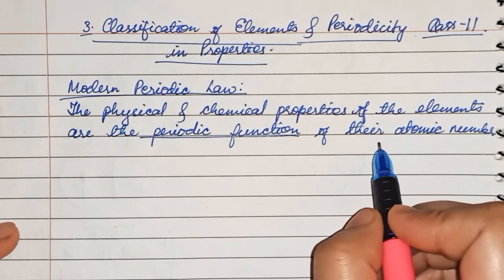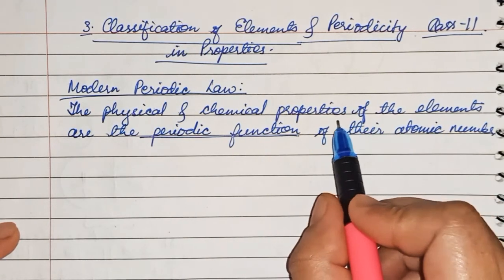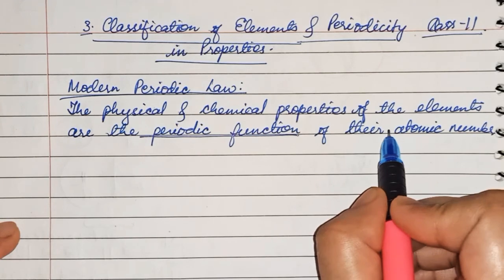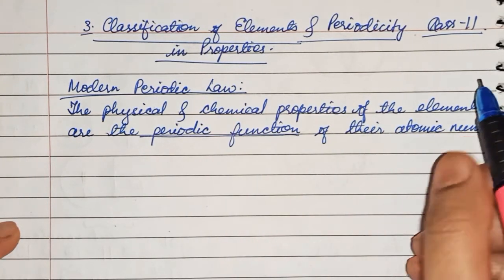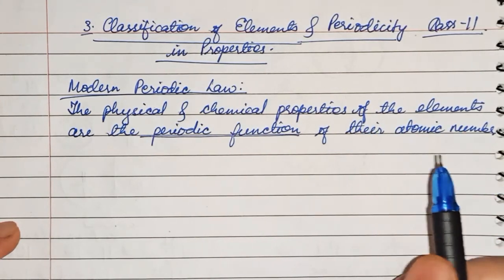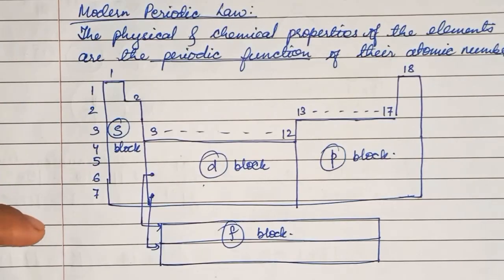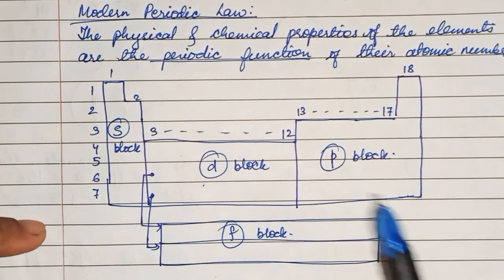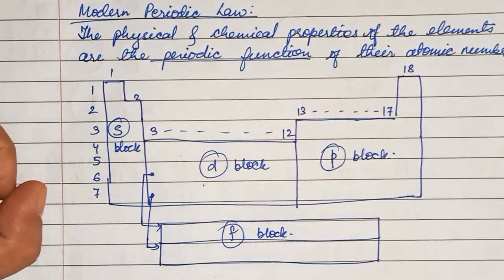Okay, so it states that when elements are arranged in the increasing order of their atomic number, then the physical and chemical properties of the elements will get repeated after a fixed interval. So this is the basic structure, or you can say an idea, for the modern periodic table.